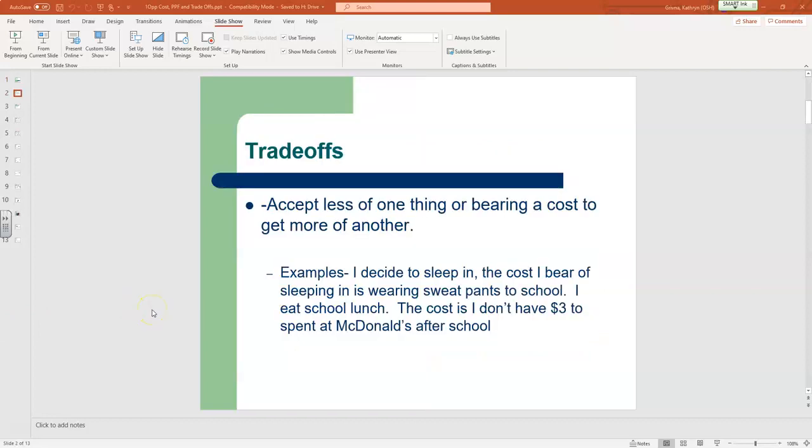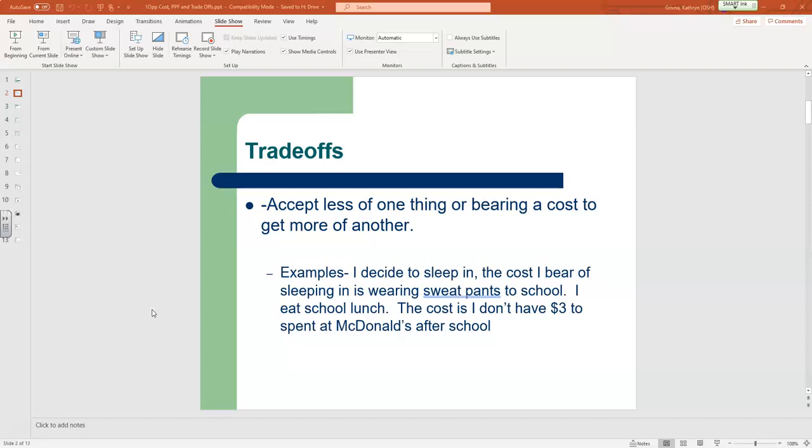So the very first piece of note is a trade-off. A trade-off is so important, and you guys do trade-offs every day. It's just accepting less of one thing or bearing a cost to get more of another. Trade-offs happen all the time. Even right now, in order to come back to school, you guys have to wear a mask and limit the amount of people in your classroom. So that's even a trade-off.